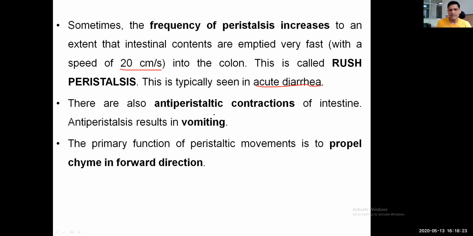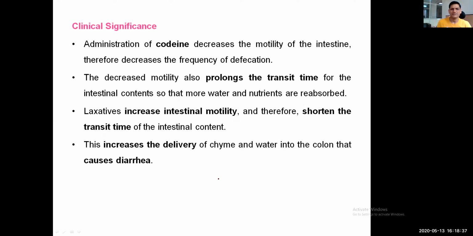There are also antiperistaltic contractions of the small intestine. Antiperistaltic contractions result in vomiting, which we have discussed in vomiting. The main function of the peristaltic waves is to propel the chyme in the forward direction. What is the significance of the peristaltic movements?